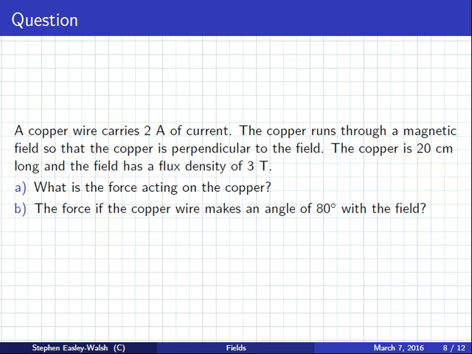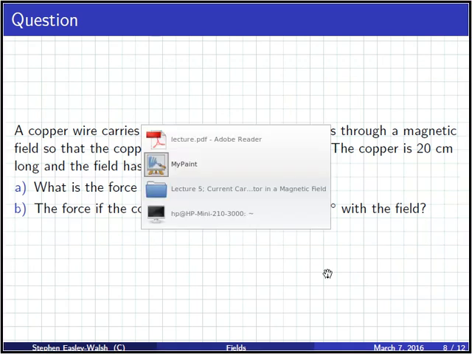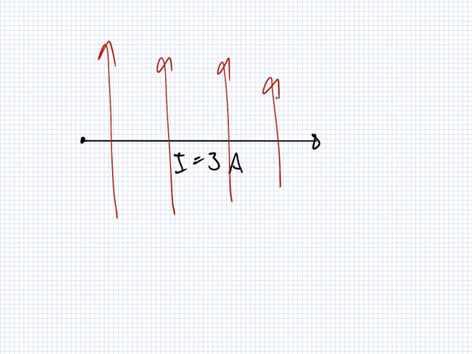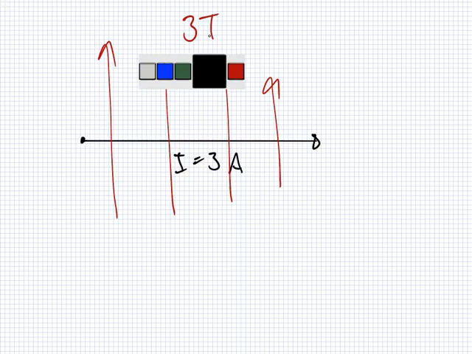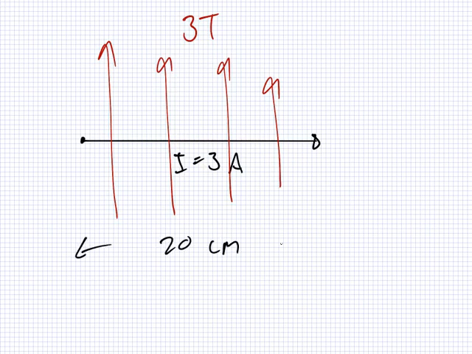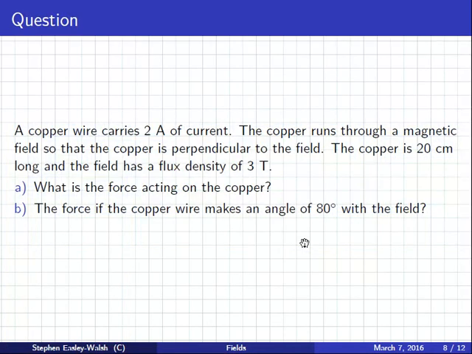A copper wire carries 2 amps of current. The current runs through a magnetic field so that the copper is perpendicular to the field. The copper is 20 centimeters long and the field has a flux density of 3 Tesla. That's everything. Look at your formulas and tell me which formula I need for the first one to get the force.